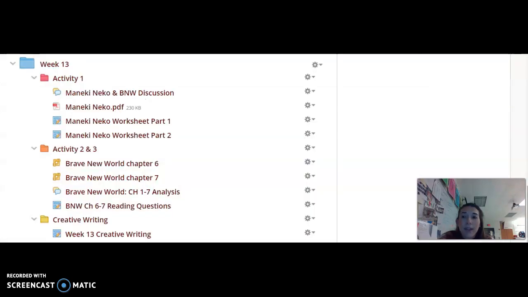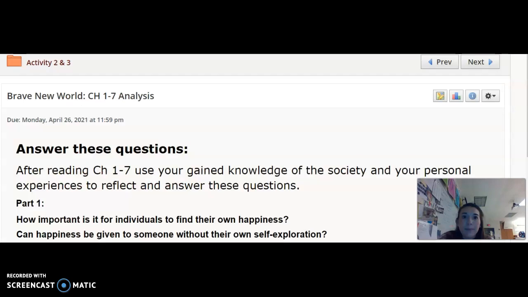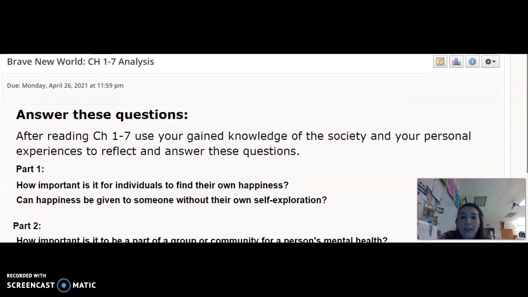All right, the next activity that we have is activity 2 and 3. We're reading chapters 6 and 7 in Brave New World using Edpuzzle. We then have a discussion for chapters 1 through 7 as far as an analysis and a worksheet. The Brave New World chapters 1 through 7 analysis.